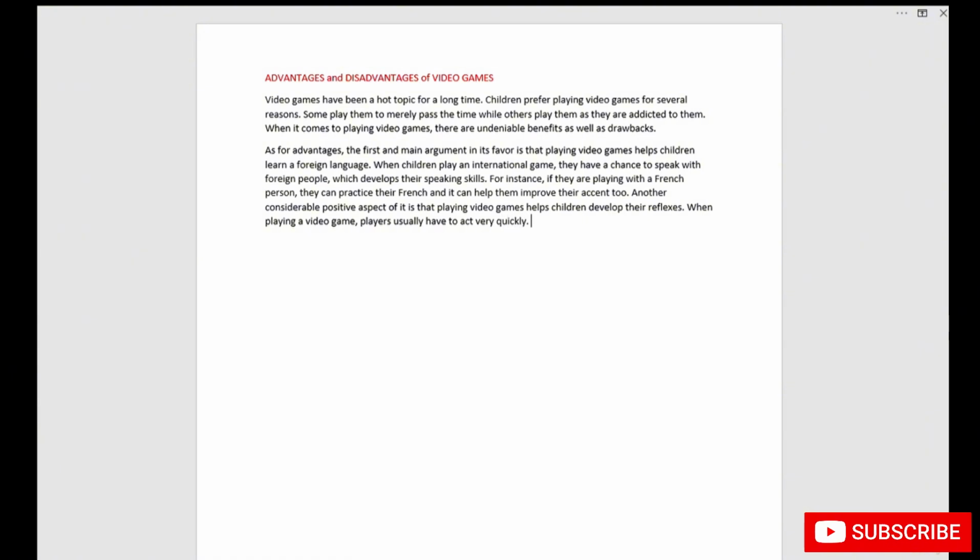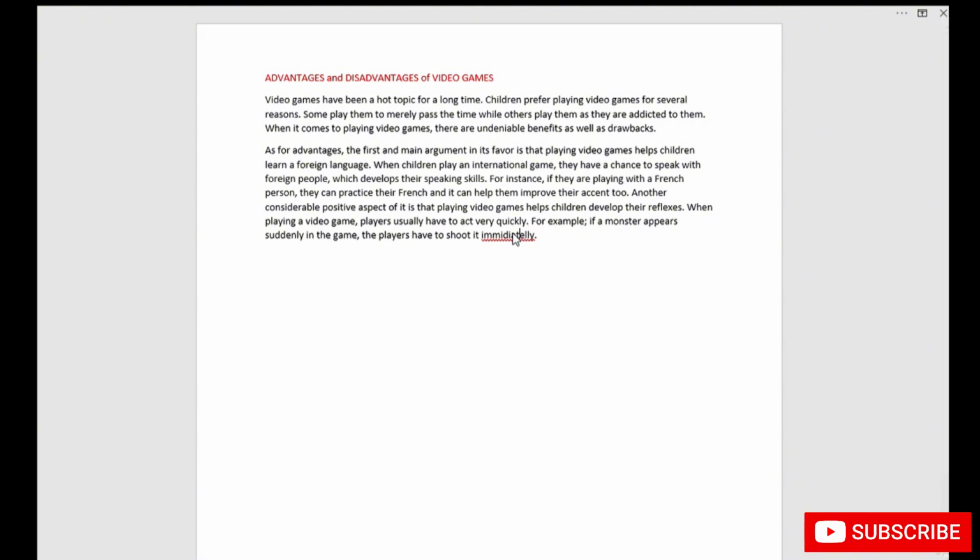And then I'm going to give an example of acting quickly. So I say, for example, if a monster appears in the game, and to make it more descriptive, I can say in here, if a monster appears suddenly in the game, the players have to shoot it immediately.